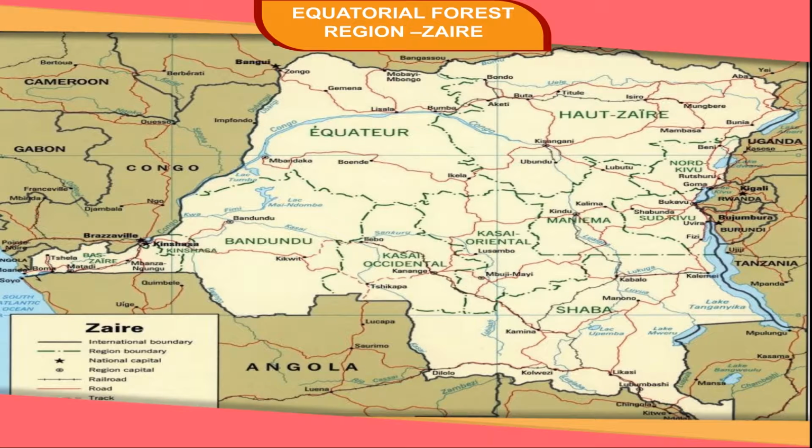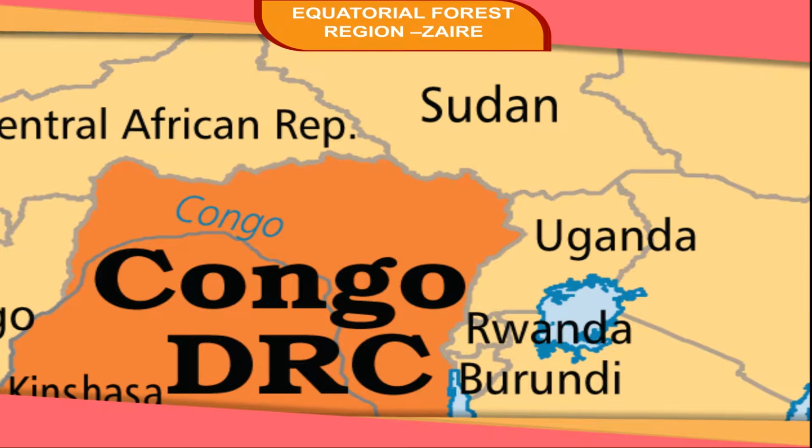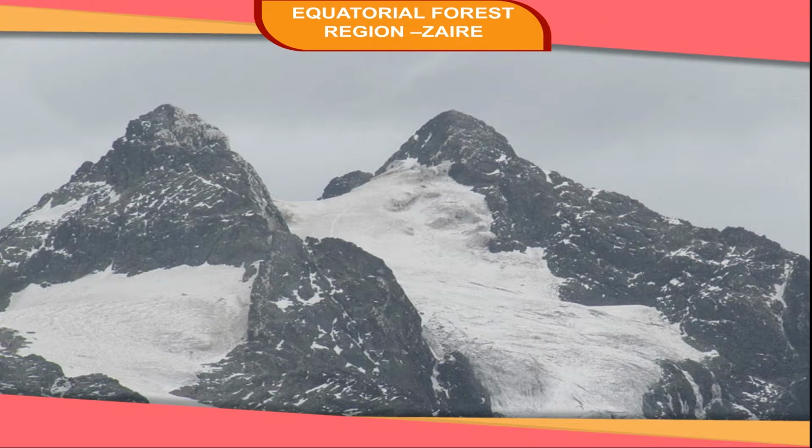It is bounded by the Central African Republic and Sudan on the north, and on the east by Uganda, Rwanda, Burundi, and Tanzania. On the south, Zaire is bounded by Zambia and Angola, and on the west by the Republic of Congo. It is surrounded by mountains on three sides.